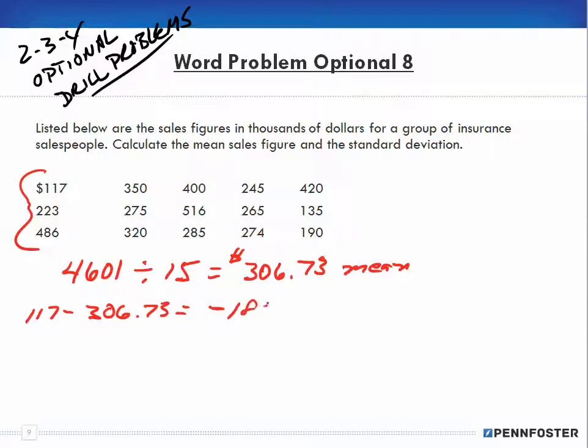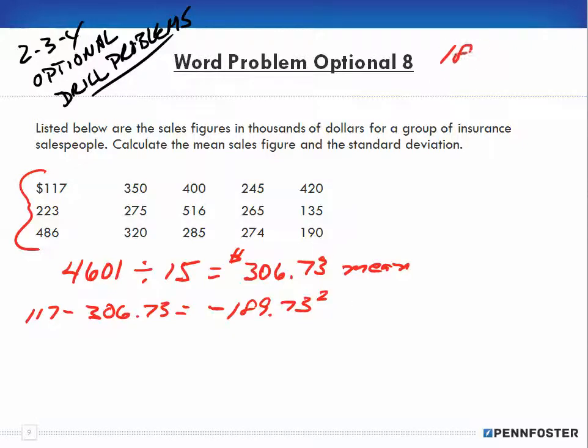Minus 189.73. So we're going to do that for all 15 of these numbers. We're going to take each number and subtract the mean of 306.73 and get a deviation. When we have all of those deviations, then what we're going to do is square them. You square each one. Right, now remember, a minus times a minus is a positive.